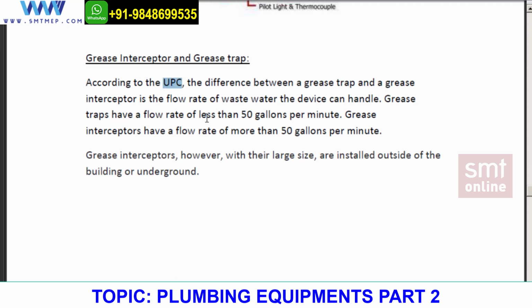According to the UPC, Uniform Plumbing Code, the difference between a grease trap and a grease interceptor is the flow rate of the wastewater the device can handle. A grease trap has a flow rate of less than 50 gallons per minute, whereas a grease interceptor has a flow rate of more than 50 GPM.